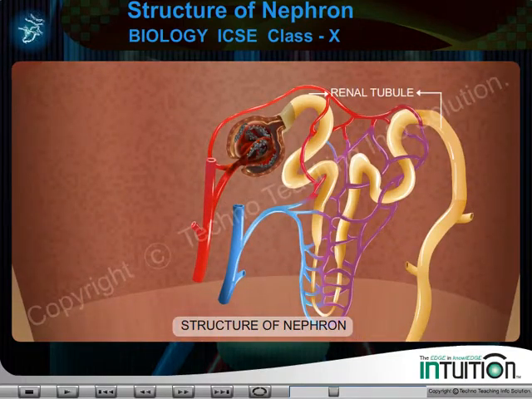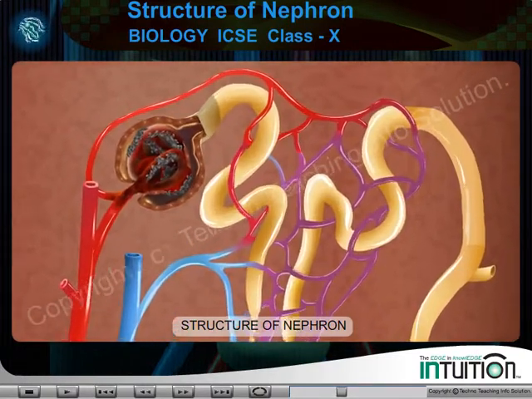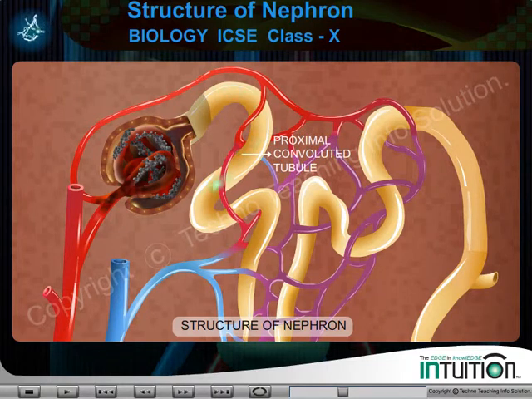B. Renal tubule. The renal tubule is a highly coiled part through which the glomerular filtrate passes after it has reached the Bowman's capsule. It consists of the following parts. 1. Proximal convoluted tubule. It is the first portion of the tubular part. It collects the filtrate of glomerulus and transports it to the loop of Henle.